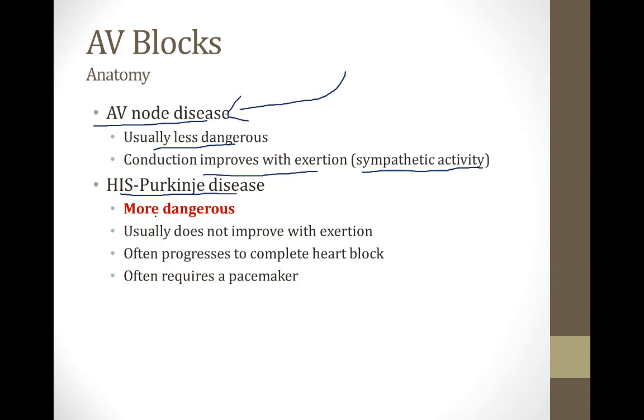His-Purkinje disease, on the other hand, is more dangerous. It usually does not improve with exertion, and it often progresses to complete heart block where none of the atrial impulses are being conducted to the ventricles, and His-Purkinje disease often requires a pacemaker for therapy.